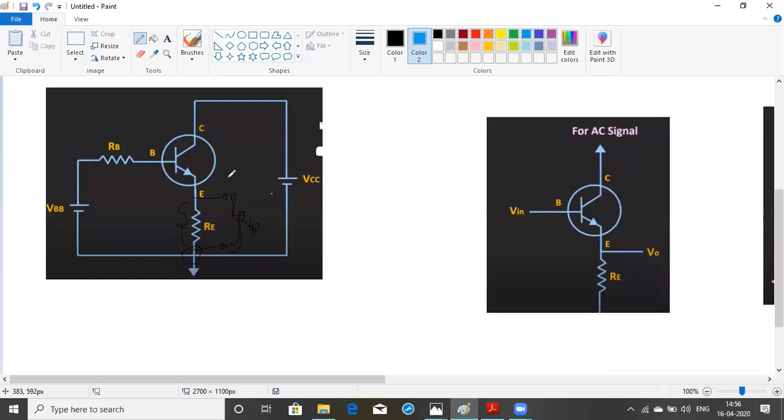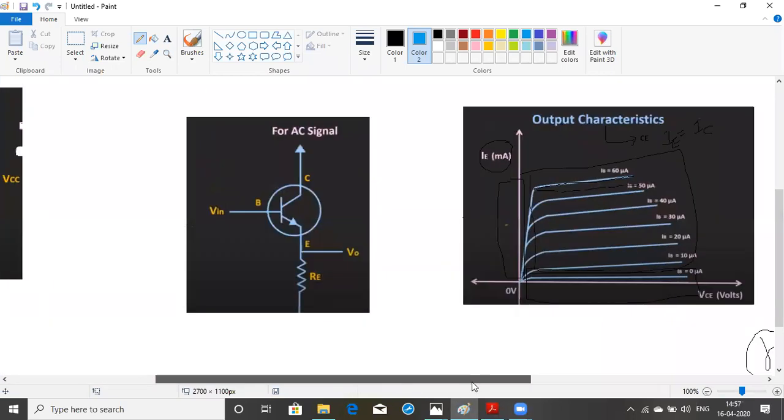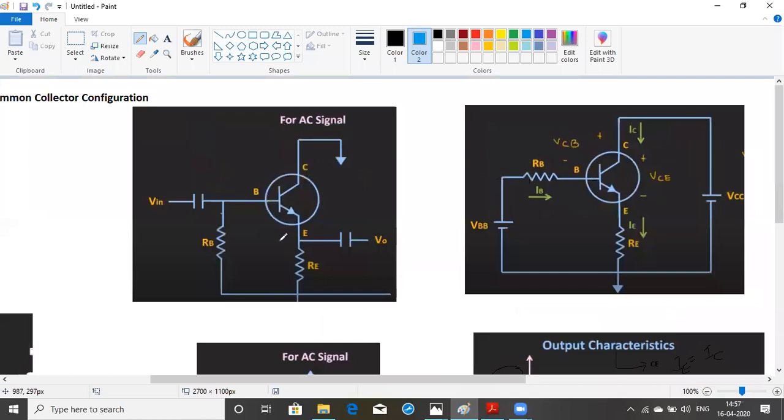We are redrawing the circuit. We are just shifting the collector upward and the emitter downward. Same thing I'm showing here. For an AC signal, they are going to use it like this. To amplify an AC signal, they give an input AC voltage here, and collect the output AC voltage here. So for AC signal amplification, they use this circuit, and this circuit is not a common emitter, it is a common collector. You are taking the output at the emitter side.